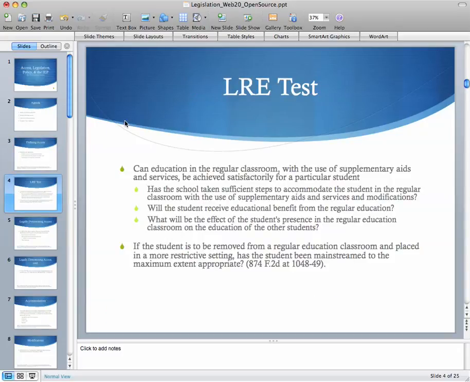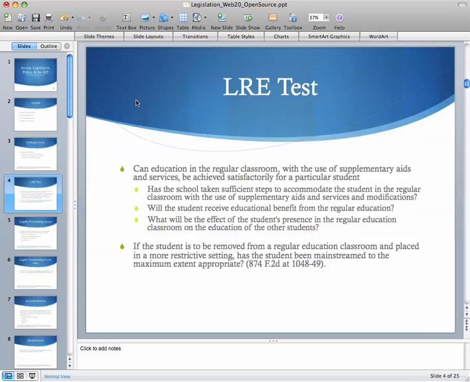This access is primarily related to the least restrictive environment. And there's a least restrictive environment test that courts have often used to dictate whether schools have provided students with the appropriate environment. These are the questions they look at, and let's consider this. First, can education in the regular classroom with the use of supplementary aids and services be achieved satisfactorily for a particular student? Okay, and we look at that in three ways.